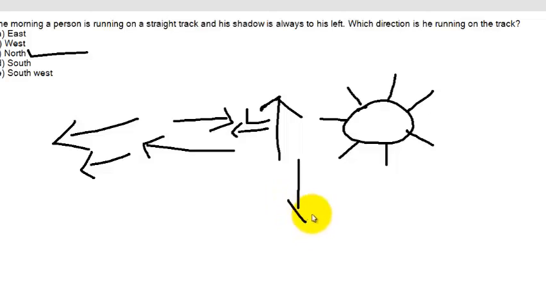For the south, it's going to fall on the right side. For the southwest, it's again going to fall on the opposite side. So the answer has to be north. So this is the particular technique to solve this question.